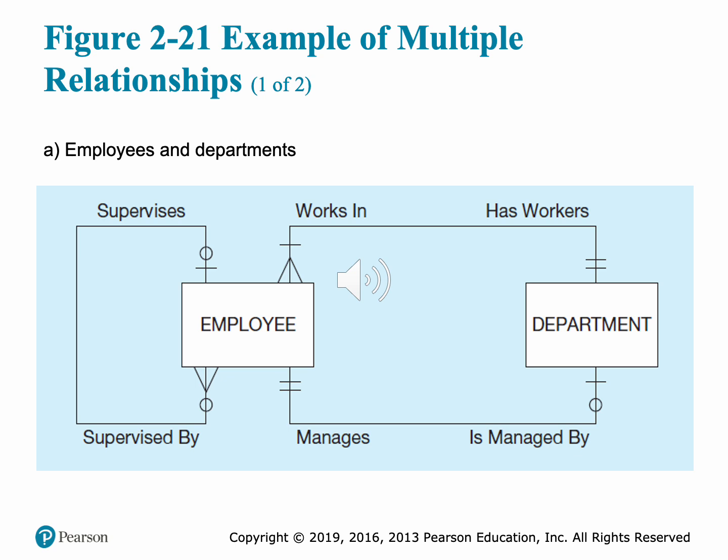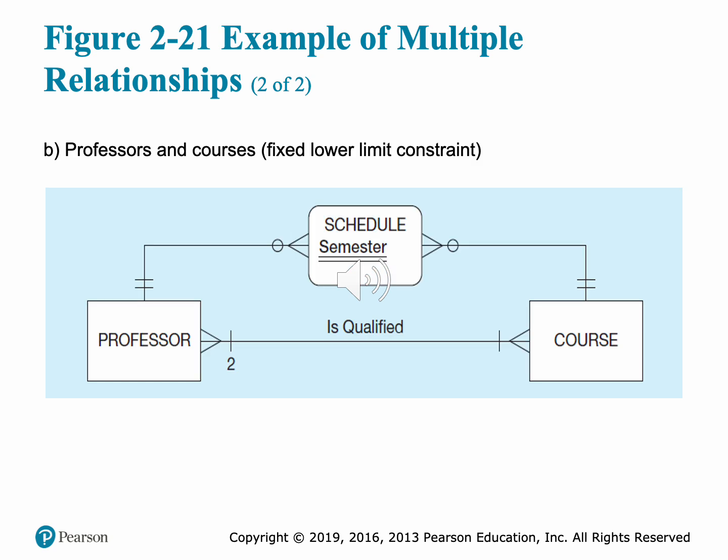We also see two binary relationships between employees and departments. First, each department must have at least one and possibly many employees. Each employee must work in exactly one department. Also, each department has exactly one employee as a manager, and each employee can manage at most one department or possibly none at all. The figure illustrates that there could be multiple types of relationships between the same two types of entities. Hopefully this is helpful.